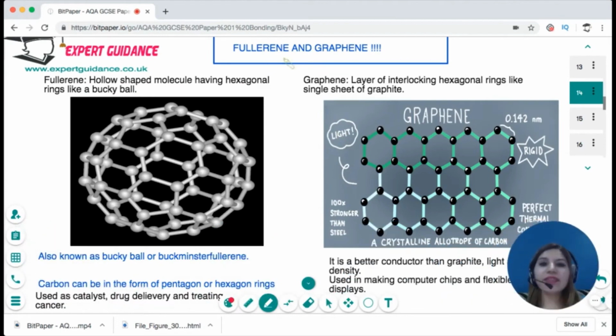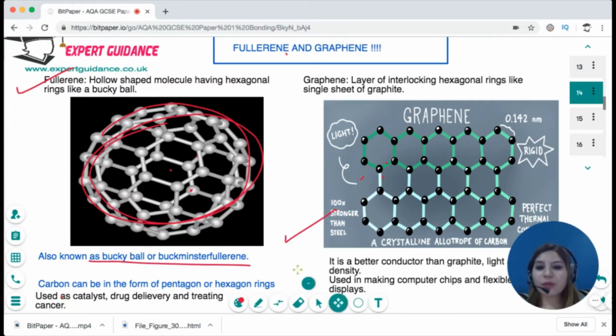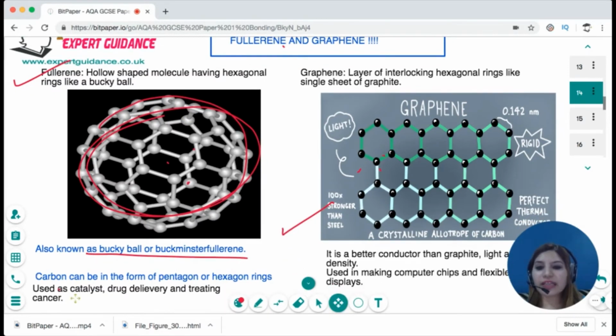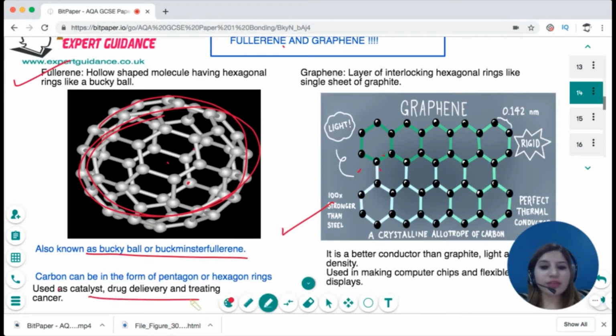Okay, then there are 2 other allotropes of carbon which are there in your syllabus. It's fullerene, which is a hollow-shaped molecule having hexagonal rings like a buckyball, also known as Buckminsterfullerene. Carbon can be in the form of pentagon or hexagon rings, and it is used as a catalyst, in drug delivery, or treating cancer.